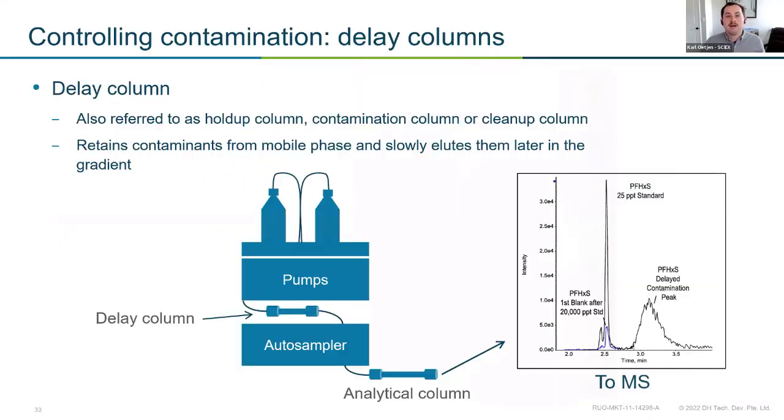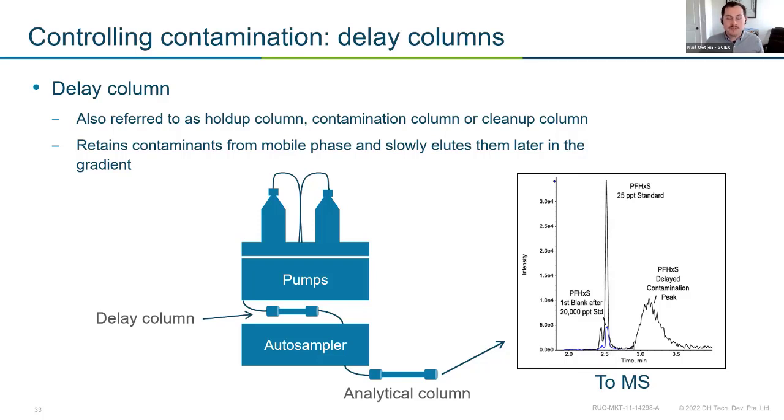So I talked about it, and I get asked a lot about it. What is a delay column? Why do you use them? The delay column solves a really common problem. And its real purpose is to prevent the contamination from your LC from coming out right on top of your peak of interest.